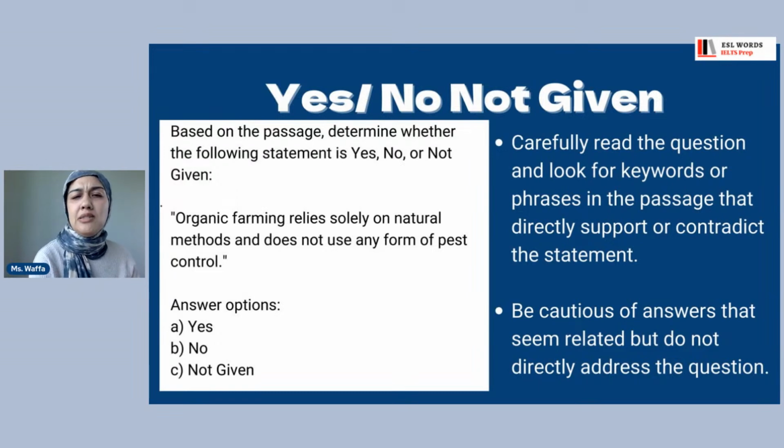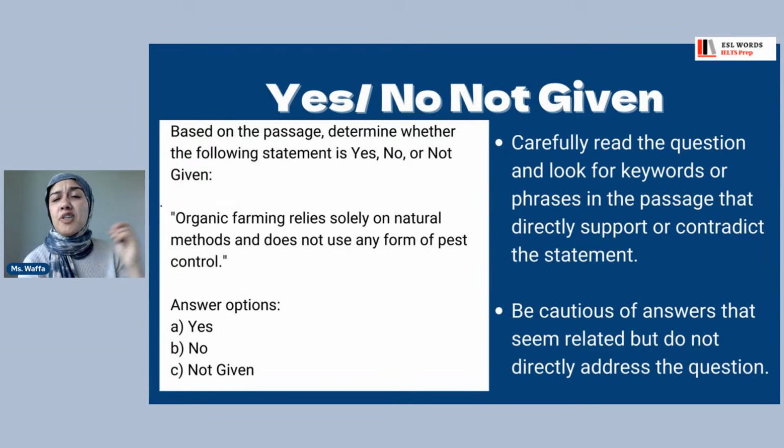And this sentence you can find throughout the passage. So if you find it throughout the passage, the answer is yes. If the answer is not there, you would put not given. And if the answer is a little different than what is written, the answer would be no.